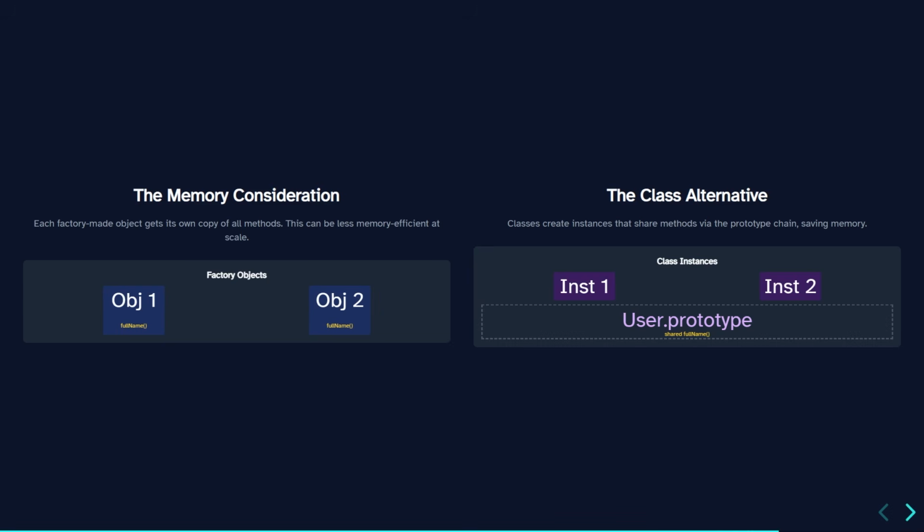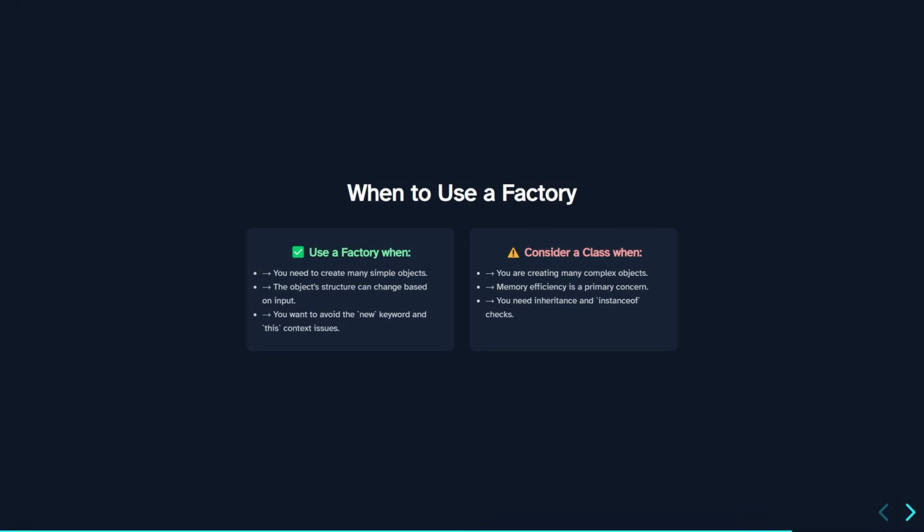So, which one should you use? It's a classic trade-off. You should use a factory when you need to create a lot of simple objects, or when the object's shape might need to change based on the input. It's also great if you want to avoid the complexities of the this keyword. But you should consider using a class when you're creating many large, complex objects and memory efficiency is top priority. It's also the clear choice if you need features like inheritance. Understanding these trade-offs is key to writing professional, high-performance code. The factory pattern is an incredibly useful tool for keeping your code clean, simple, and predictable.